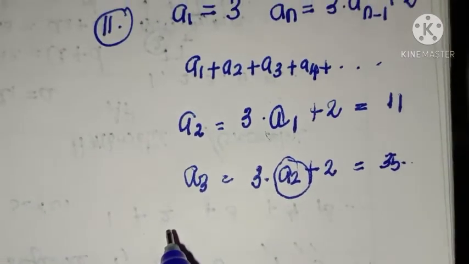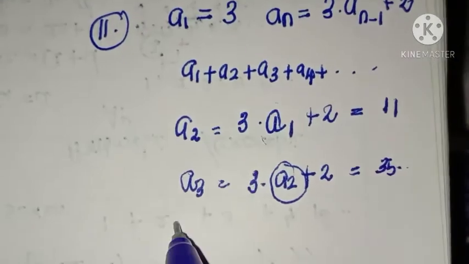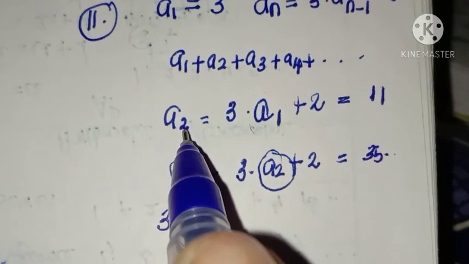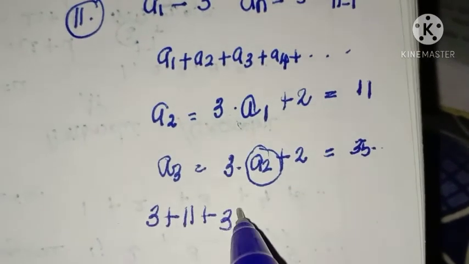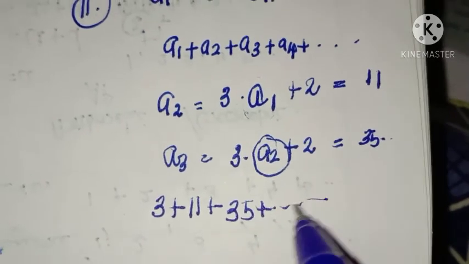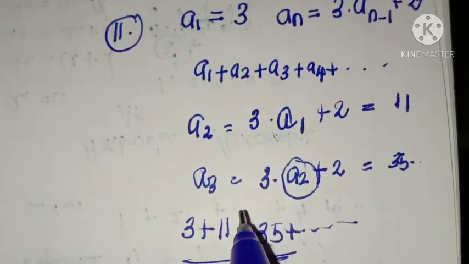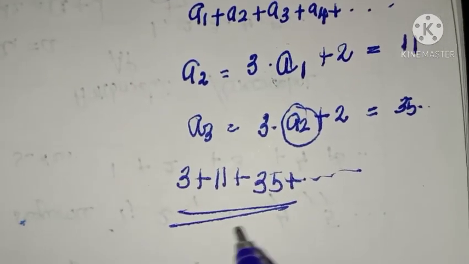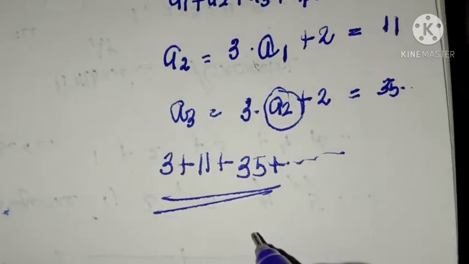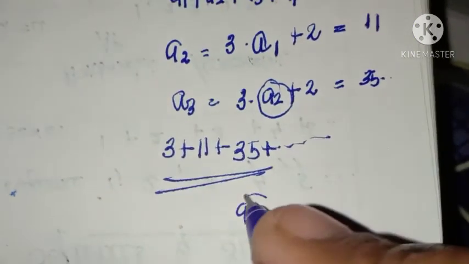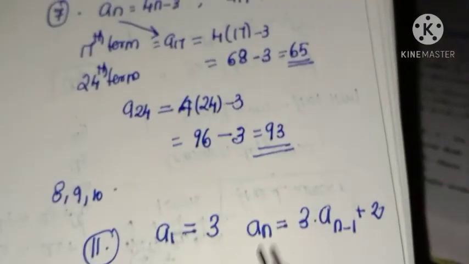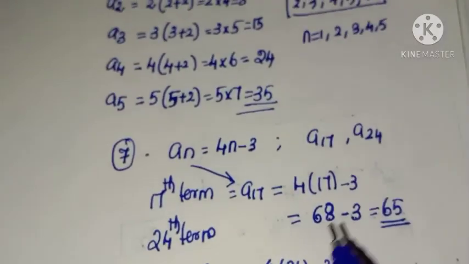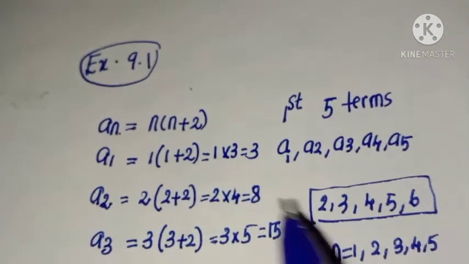Now write the series. What is the series? A1 plus A2 plus A3 plus etc. So this is our required series. Okay, so do the remaining 3 problems. So that is exercise 9.1. Okay, I'm not giving the notes. You can simply write down all the answers of exercise 9.1.